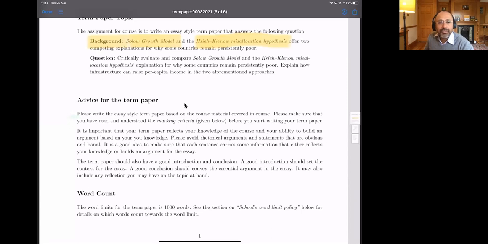So there's a question. We also need to say why some countries remain persistently poor using two approaches. I would suggest that you should rethink what you've said, because you're missing the point of the two approaches. You are missing the relationship between the two approaches.